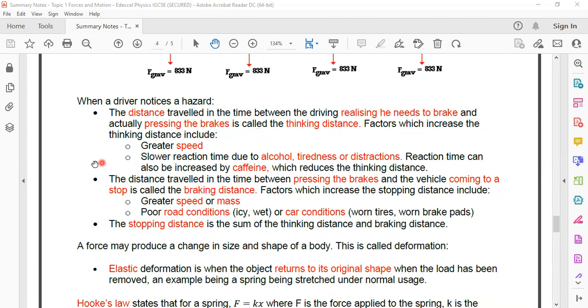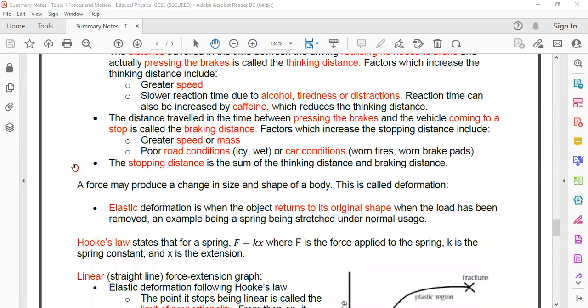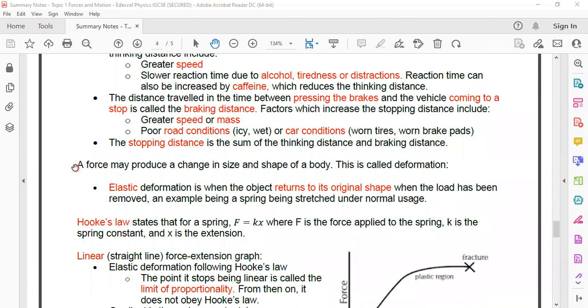The distance traveled in the time between pressing the brakes and the vehicle coming to a stop is called the braking distance. Factors which increase the stopping distance include greater speed or mass, poor road conditions, whether they are wet or icy, car conditions, worn out tires, worn brake pads, and the stopping distance is the sum of both the thinking distance and the braking distance.